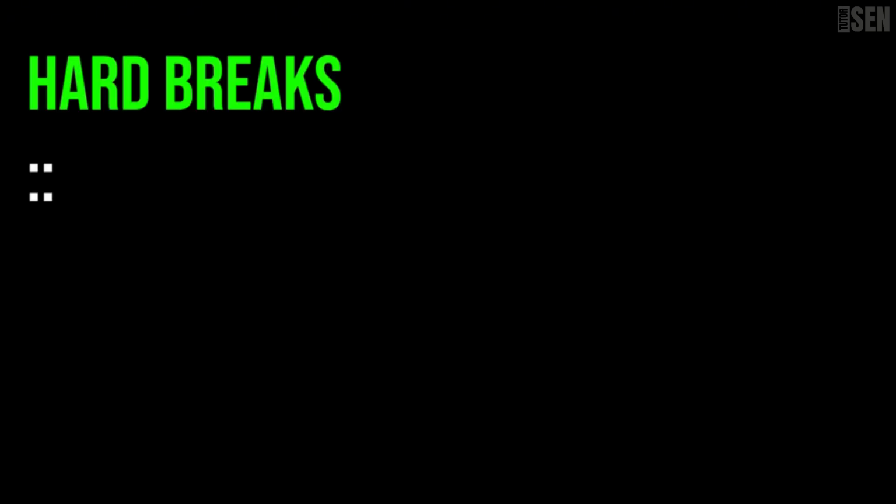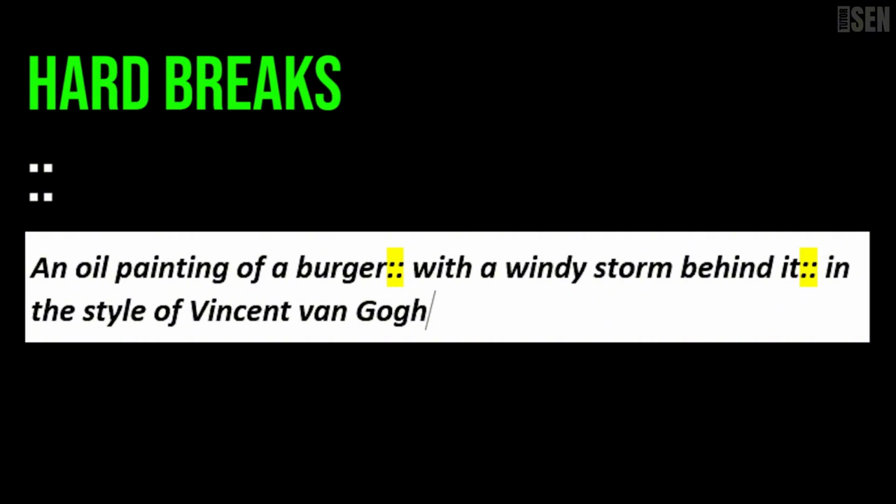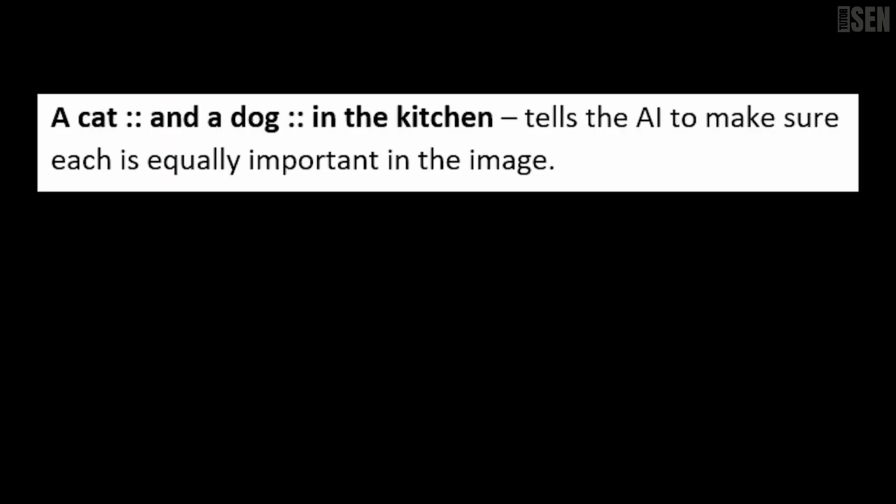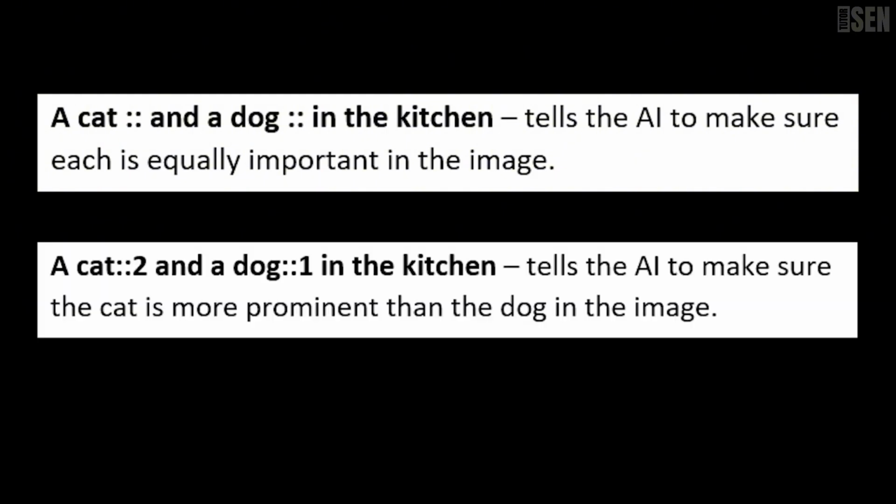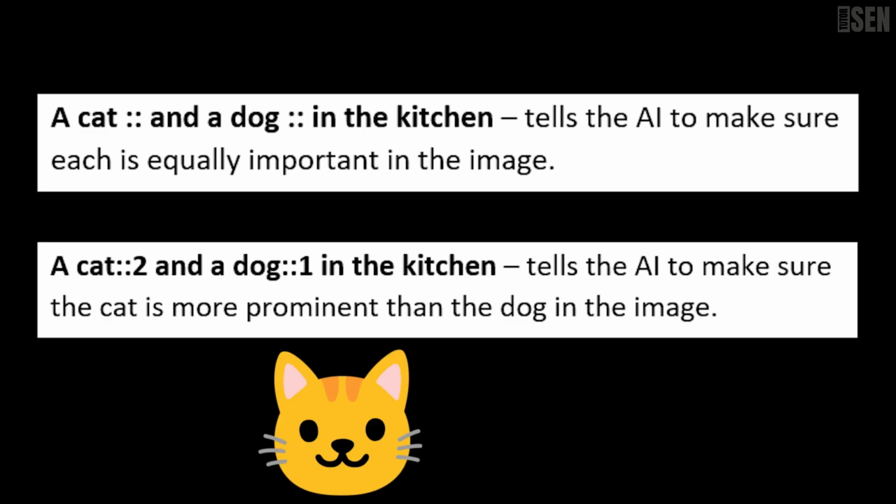Instead of using commas, you can also use double colons. These are what's called hard breaks, making what's on either side equally as important. For example, a cat, double colon, and a dog, double colon, in the kitchen tells the AI to make sure each is equally important in the image. A cat, double colon 2, and a dog, double colon 1 in the kitchen tells the AI to make sure that the cat is more prominent than the dog in the image. And the double colons do need to be touching the word with no spaces in between.